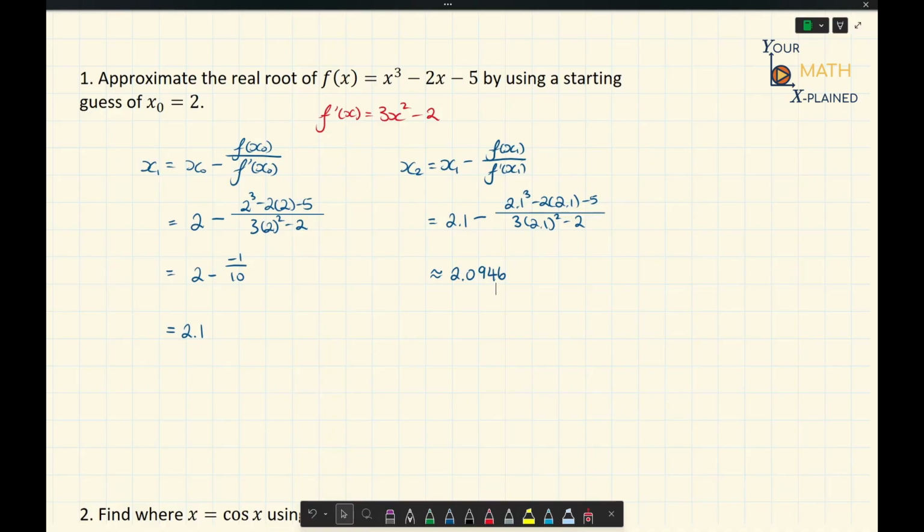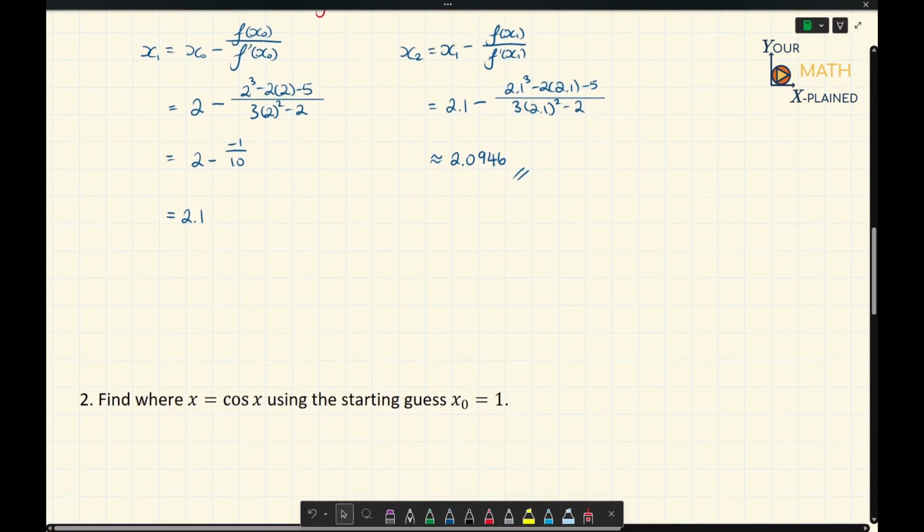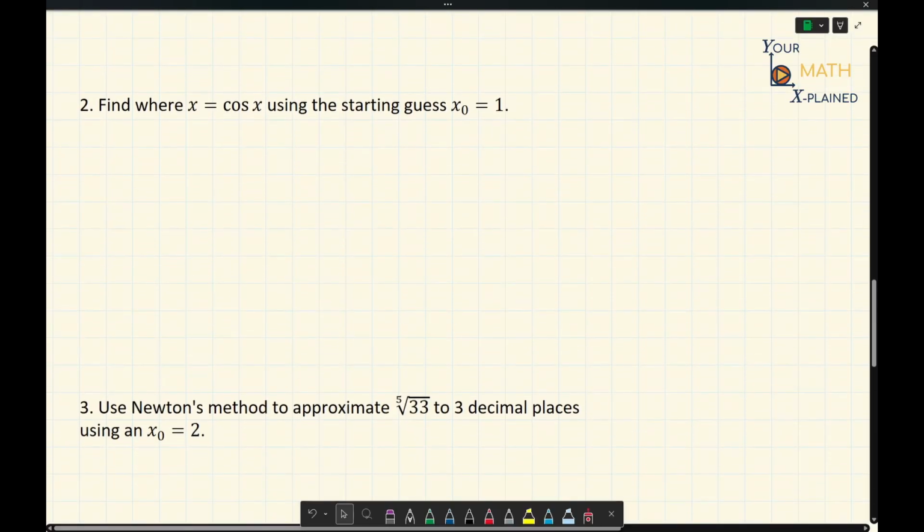And if we were to continue this process, the approximation is going to become more and more accurate. But for this example, we can stop here. For our next example, we want to find where x is equal to cos x using a starting guess of x0 is equal to 1.